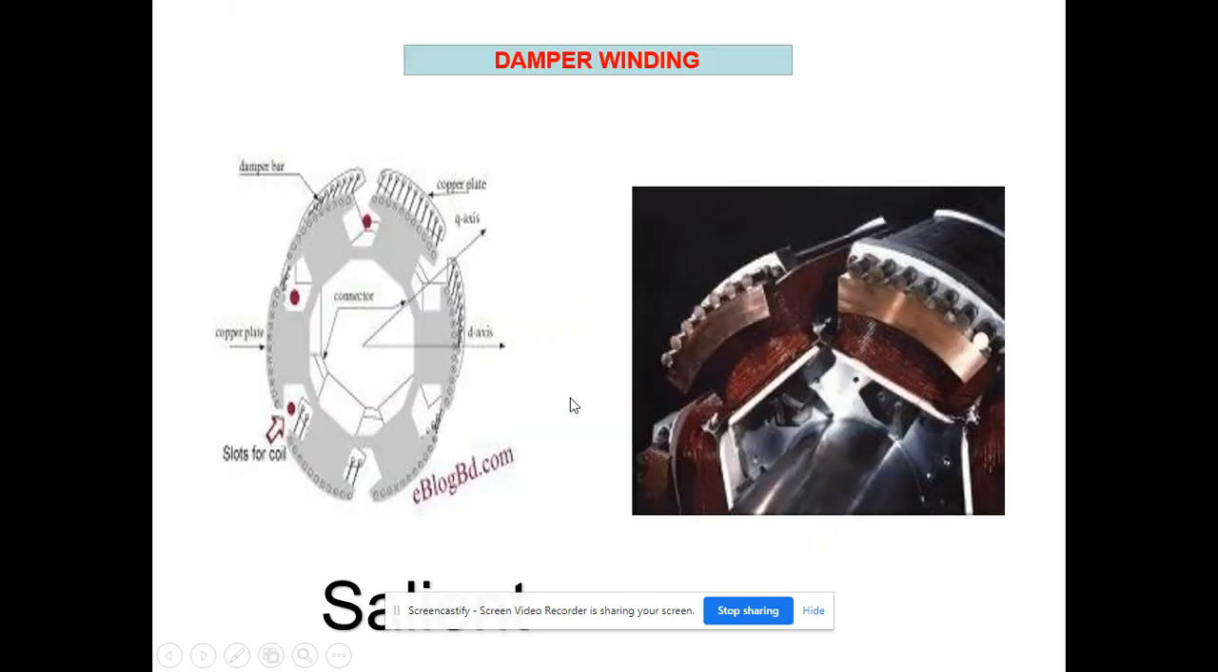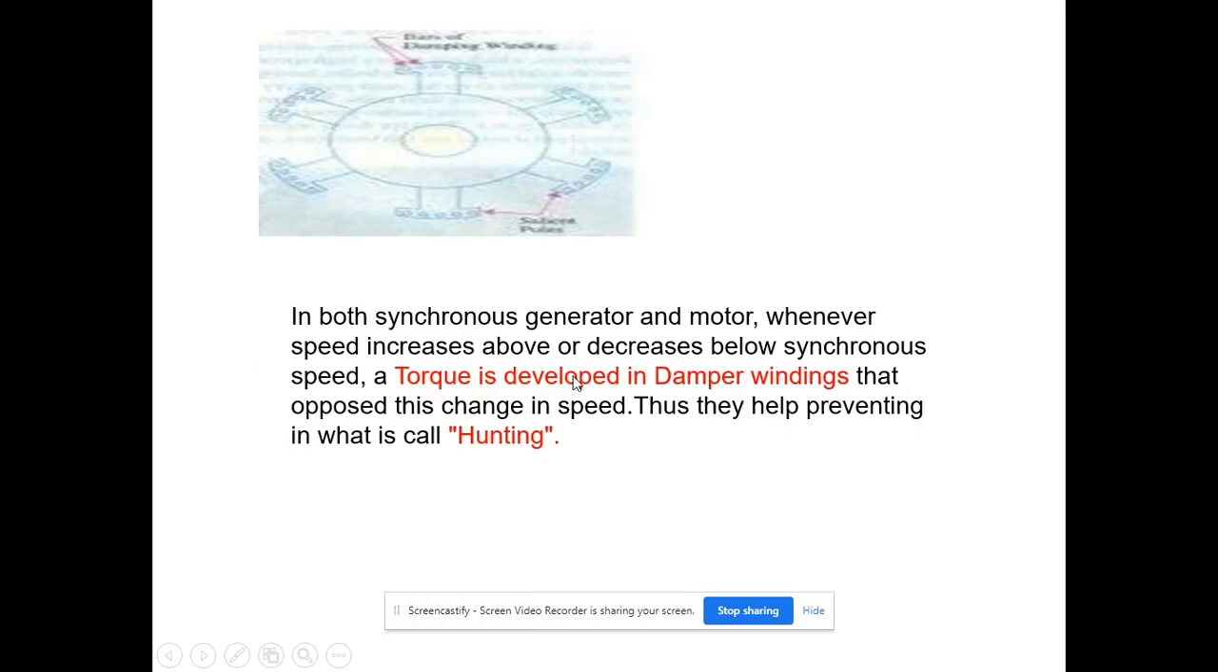Another important concept is the damper winding. In this rotor, on top of the rotor you see copper bars placed here. Copper plates are fixed here. What is the use of this damper winding?